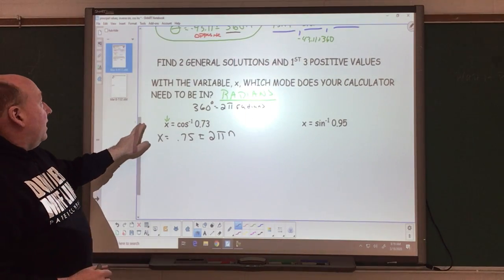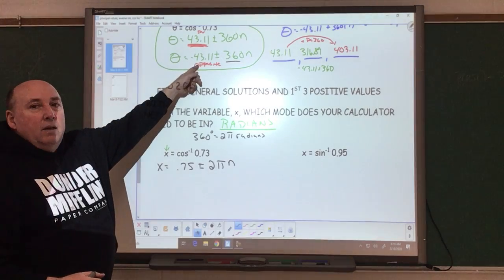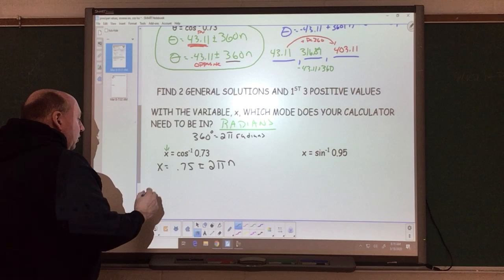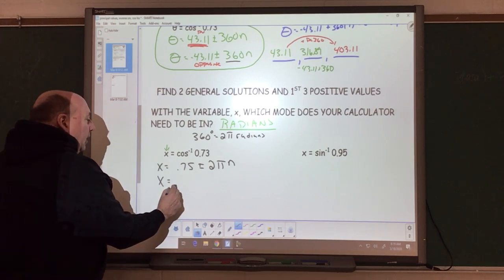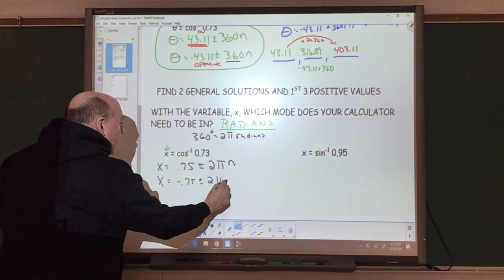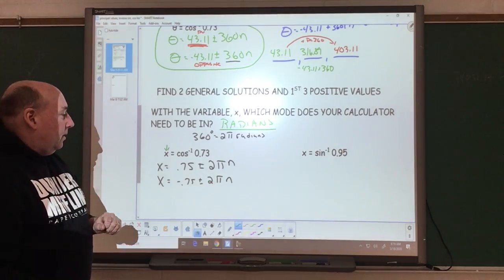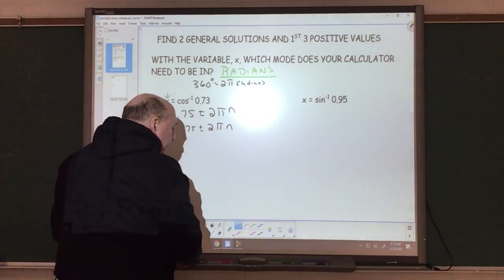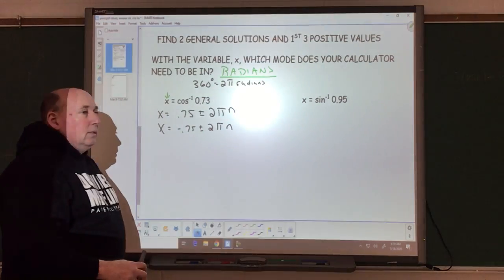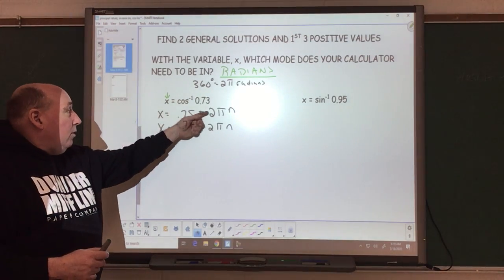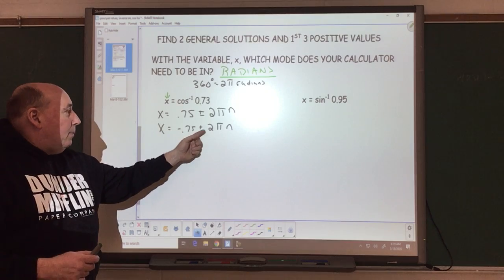And then our second value is the opposite. So x is going to equal the opposite of this, negative 0.75 plus or minus 2 pi n. Same idea, principal value, period, opposite, period.